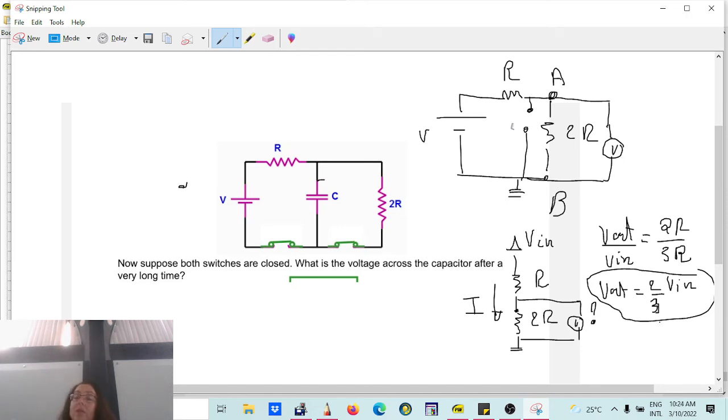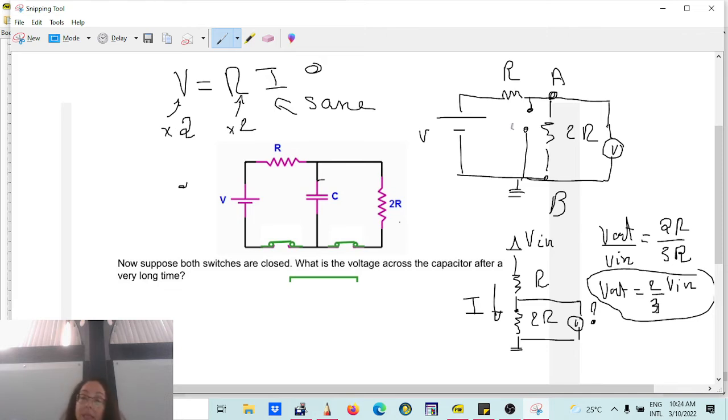Is that clear? But you can use Ohm's law. And you see, you have more resistance. That means more voltage. Remember that Ohm's law says that V equals RI. Here, the same current flows. So if R is bigger, V is going to be also bigger. Okay, so if R is multiplied by 2, the voltage across is going to be also multiplied by 2. That's Ohm's law. You have the same current here.